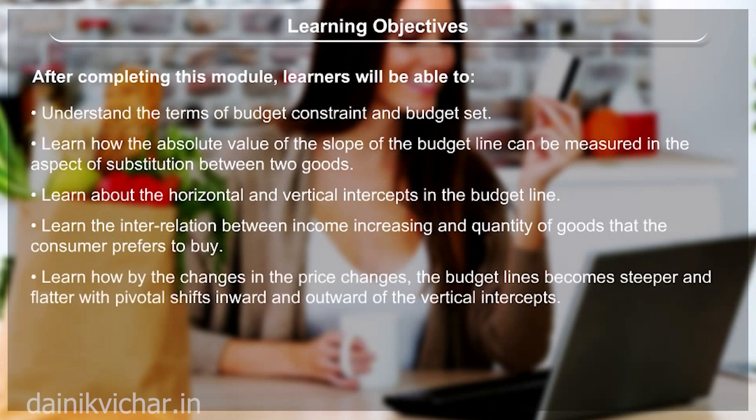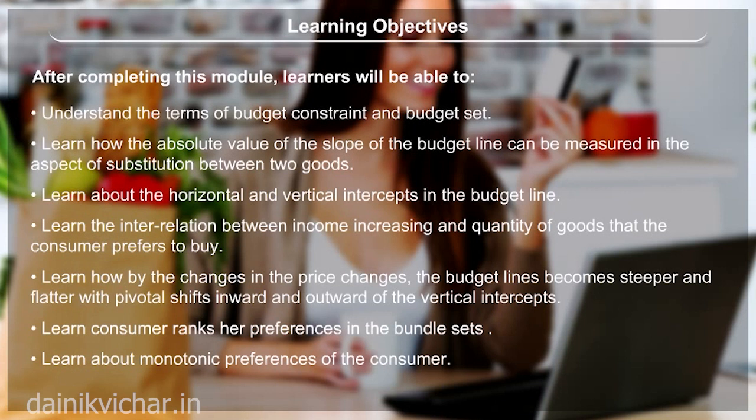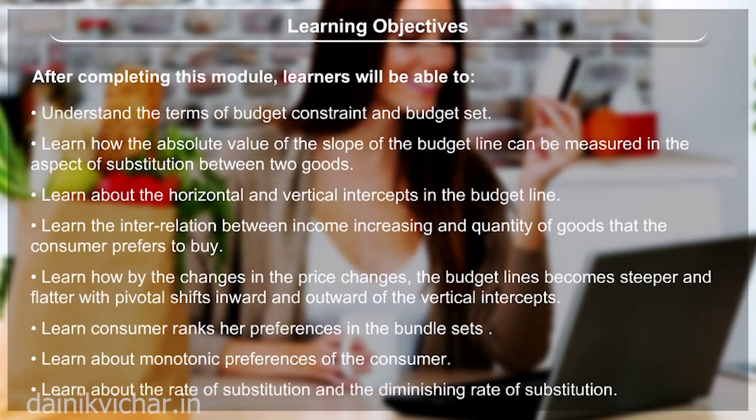Learn how changes in price make the budget lines steeper and flatter, with pivotal shifts inward and outward of the vertical intercepts. Learn how the consumer ranks her preferences in the bundle sets. Learn about monotonic preferences of the consumer. Learn about the rate of substitution and the diminishing rate of substitution.